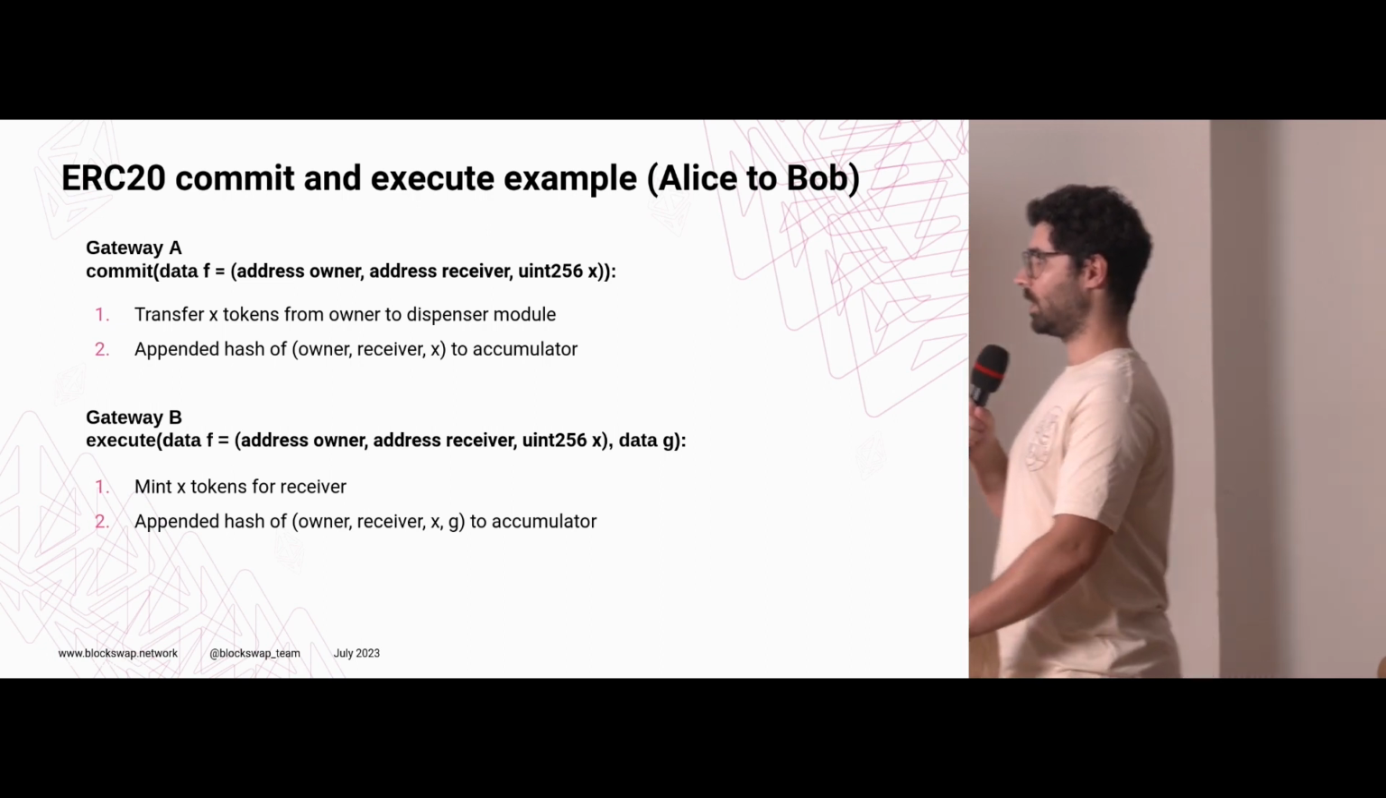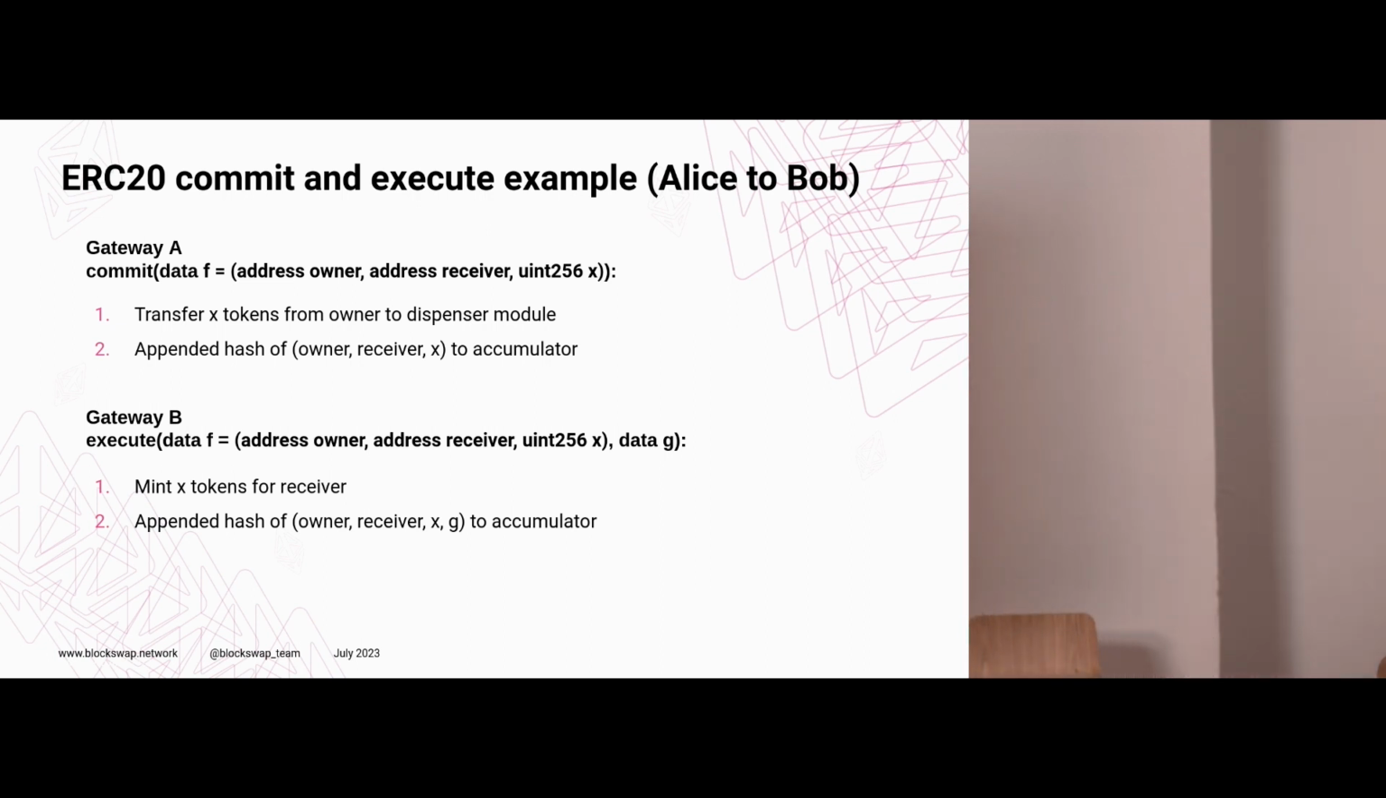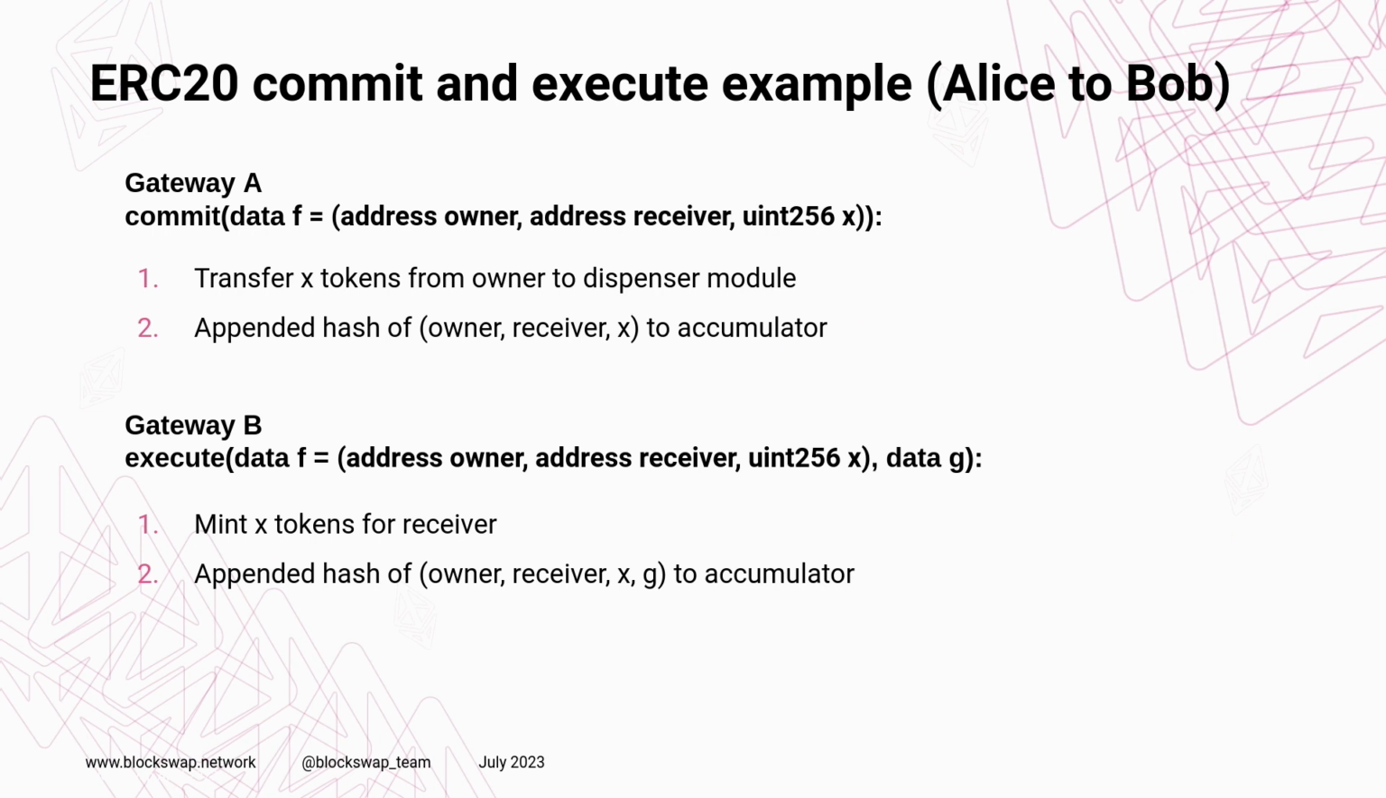Afterwards, gateway B will be notified about this and will receive the same intent, and an additional intent G, which is not actually being used here, but it is there for generality. Other examples are using it. But what it does is that it will mint the tokens for the receiver given in the intent, and then append the hash of this to the accumulator.